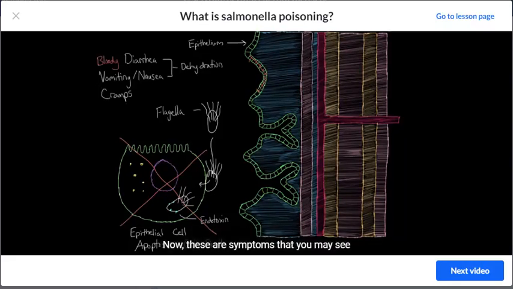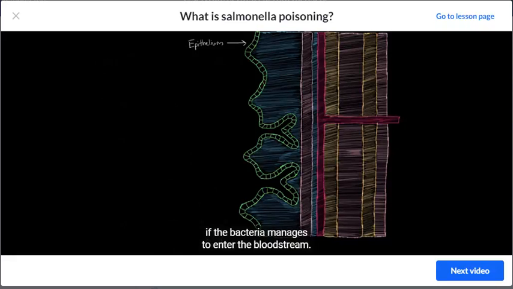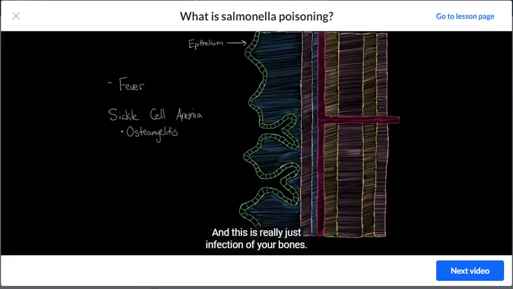Now these are symptoms that you may see if the bacteria stays in the gut. You may actually see some other symptoms if the bacteria manages to enter the bloodstream. So for example, you may have a fever. This is typically uncommon, but it's possible for it to happen. And if the person has a condition known as sickle cell anemia, then there's a good chance that the bacteria could cause a condition known as osteomyelitis. And this is really just infection of your bones. Now typically the symptoms start about 1 to 3 days after exposure, and they'll usually last for about 1 week.